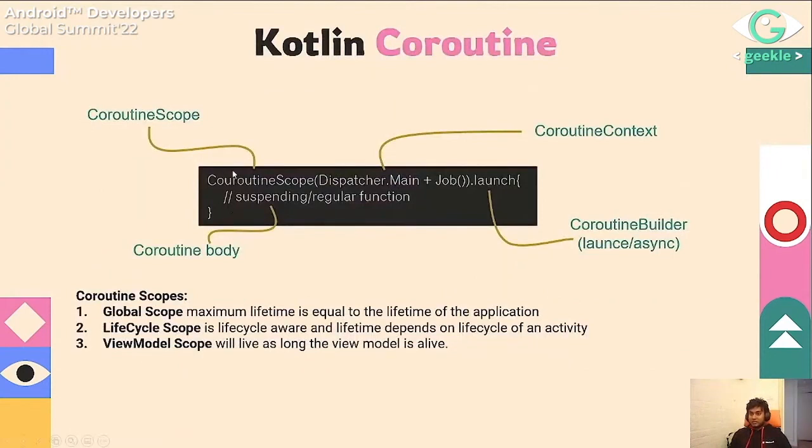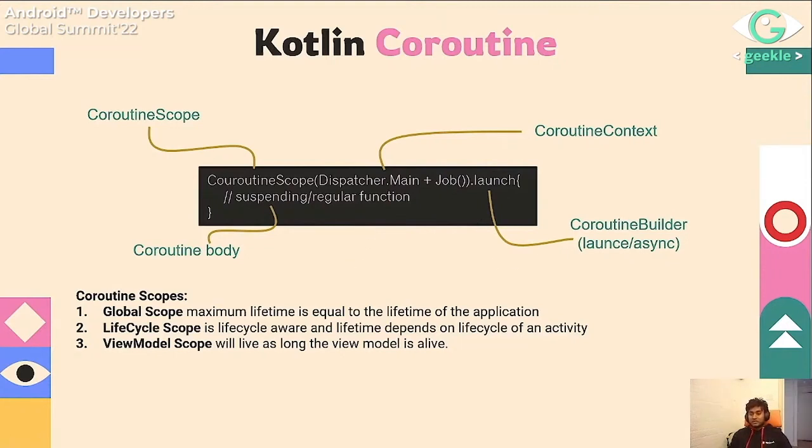This is how a Kotlin Coroutine looks. In that way, we can launch any coroutine task. It has four main parts: coroutine scope, coroutine context, coroutine builder, and coroutine body. In the coroutine body, we can add any suspending or regular function. Kotlin has different scopes, and we need to pass a different coroutine context. And it has three coroutine builders: launch, async, and await.